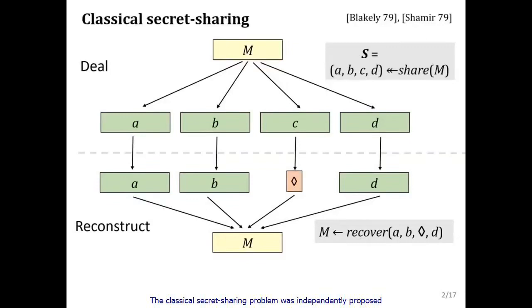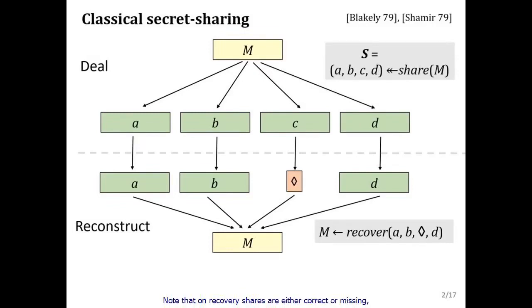The classical secret sharing problem was independently proposed and solved by George Blakley and Adi Shamir way back in 1979. The problem imagines a dealer in possession of some secret message M it wants to distribute. It breaks the message into some number of shares and gives one to each shareholder. At some later point in time, shareholders can pool their shares and try to recover the original message. Recovery should succeed if an authorized set of shareholders contribute their pieces.